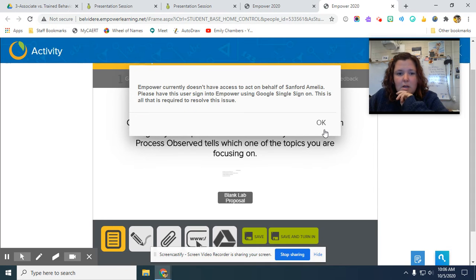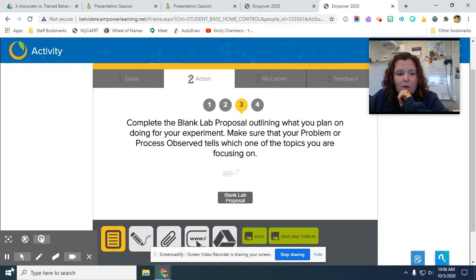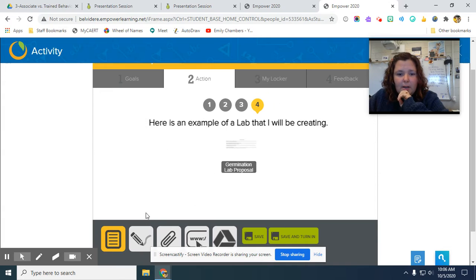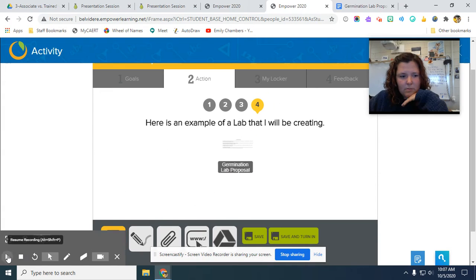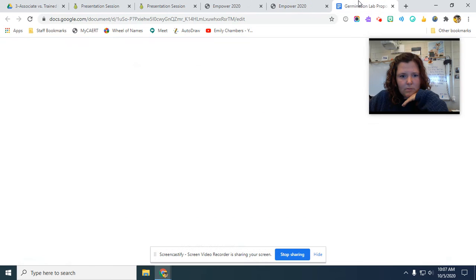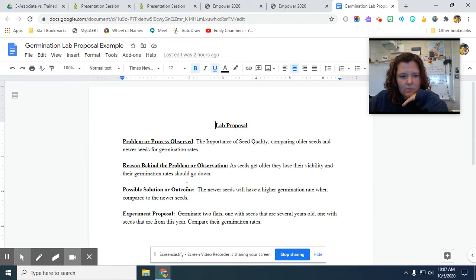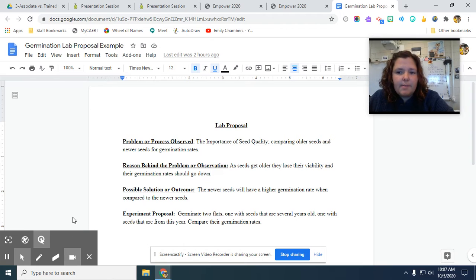I'm going to pause so I can actually open this up, because we're going to look at the one that I created. Okay, so this is one that I've created. This is my germination lab proposal. Obviously, you cannot use this example. We'll talk about that in class as well to make sure everyone's clear.